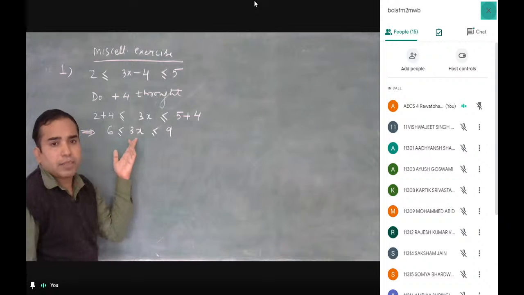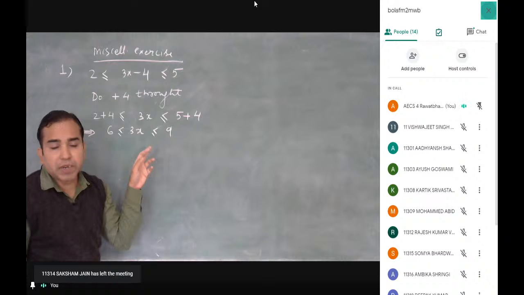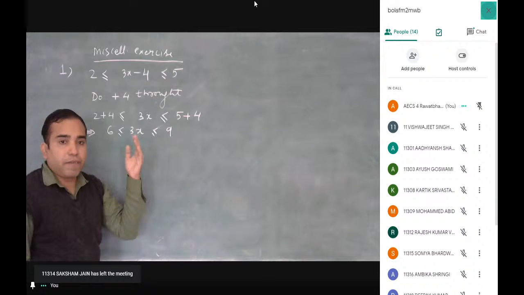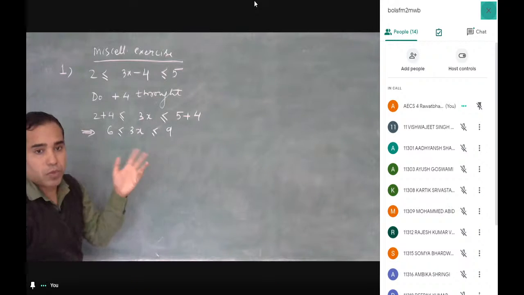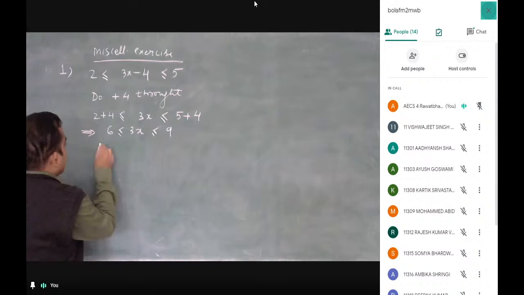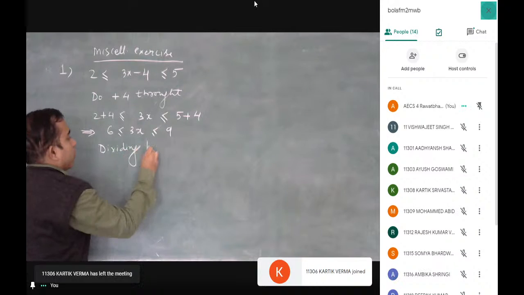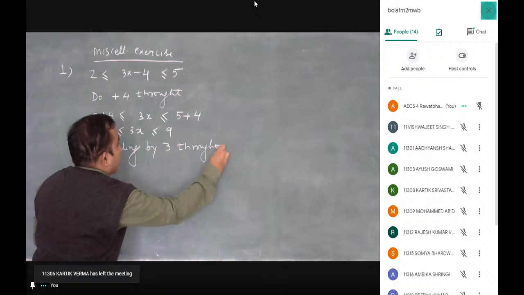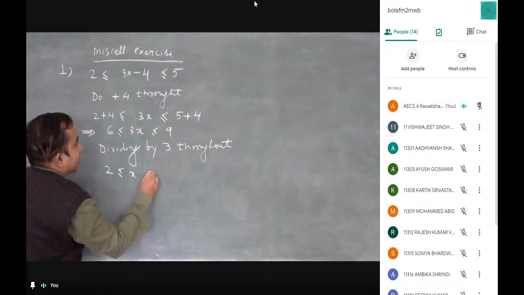The obvious thing is to divide throughout by 3. Because 3 is a positive number, it will not make any effect on the inequalities. If it is a negative number, then the inequality becomes reversed. This we have to keep in mind. So I am dividing by 3 throughout, and this will give me 2 less or equal to x less or equal to 3.